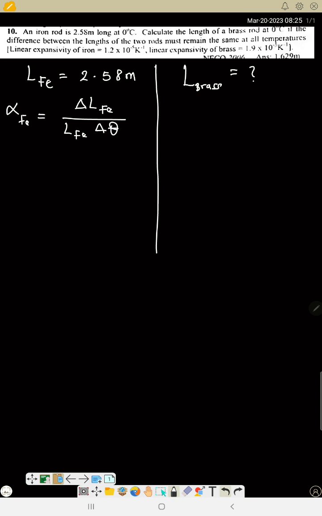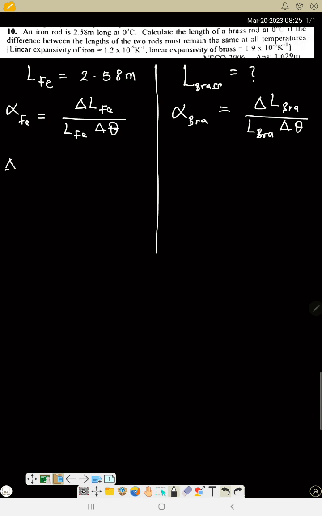And linear expansivity of brass will be change in length of brass divided by original length of brass per degree rise in temperature. So now if you look at the question, which one looks alike here? They say the difference between the length of the two rods must remain the same. The difference between the two rods is your change in length. So if it is to remain the same, make change in length the subject of the formula here.